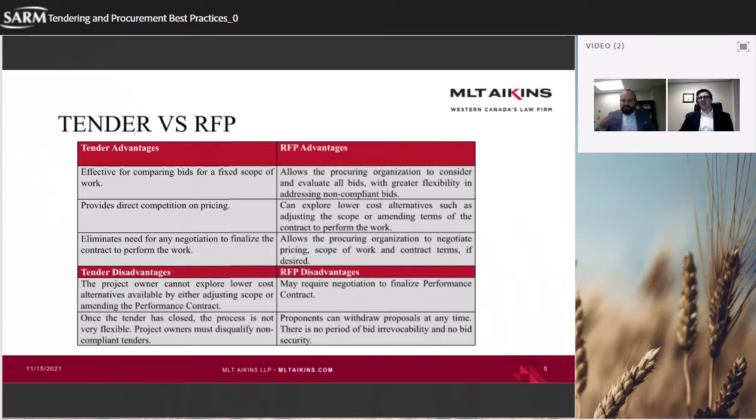So I think that's a big and key takeaway: think on the front end about what you want to accomplish with the procurement and what it might look like.